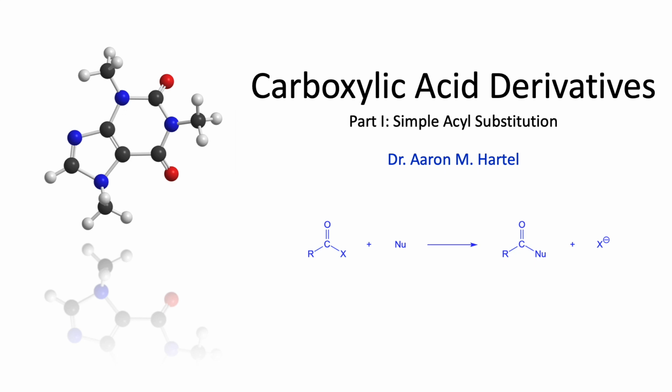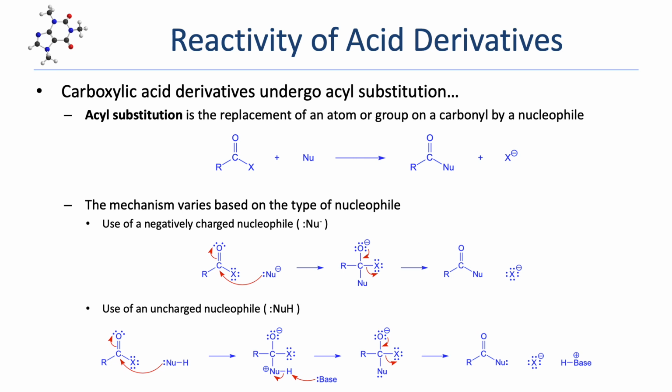In this lesson, we're going to explore the reactions of carboxylic acids and acid derivatives, focusing on simple acyl substitution. The primary mode of reactivity for carboxylic acids and acid derivatives is acyl substitution. Acyl substitution is the replacement of an atom or a group on the carbonyl by a nucleophile. All acid derivatives share a common substructure.